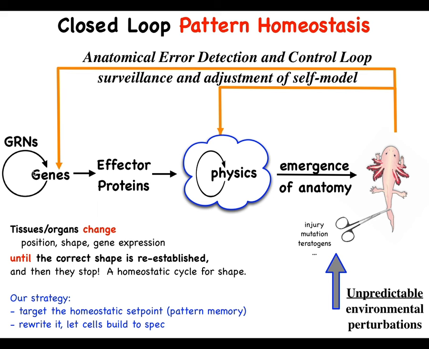What we have to do is, in addition to this standard scheme that is in all of your developmental biology textbooks, you have gene regulatory networks. They make some kind of protein. Then there's this process of complexity and emergence, and then out comes something like this. Well, we have to add to this these homeostatic loops that I just talked about, which, if there is damage that gets you away from this state, injury, mutation, teratogens, whatever, then this whole system has to kick in and do something different in order to return you to that state.